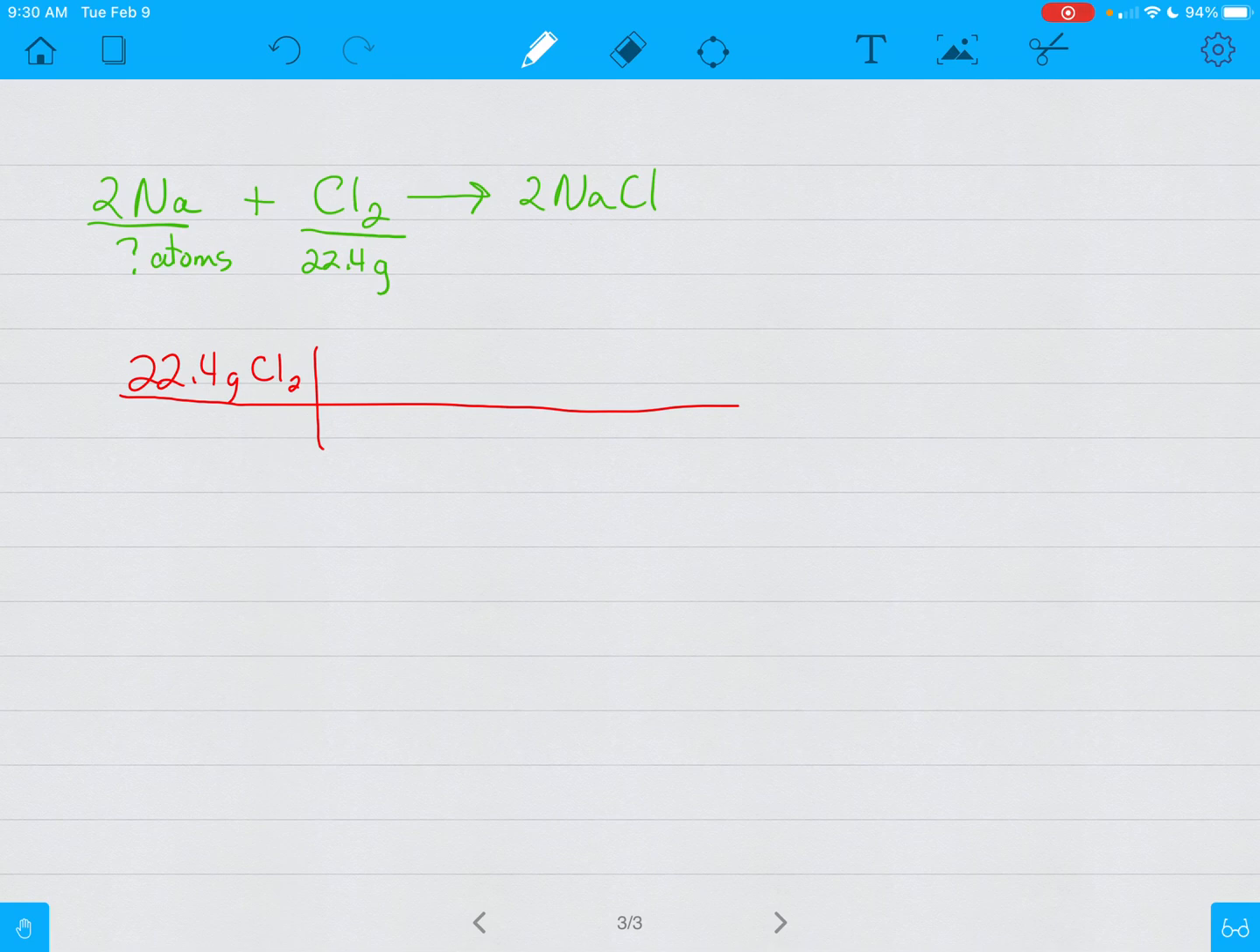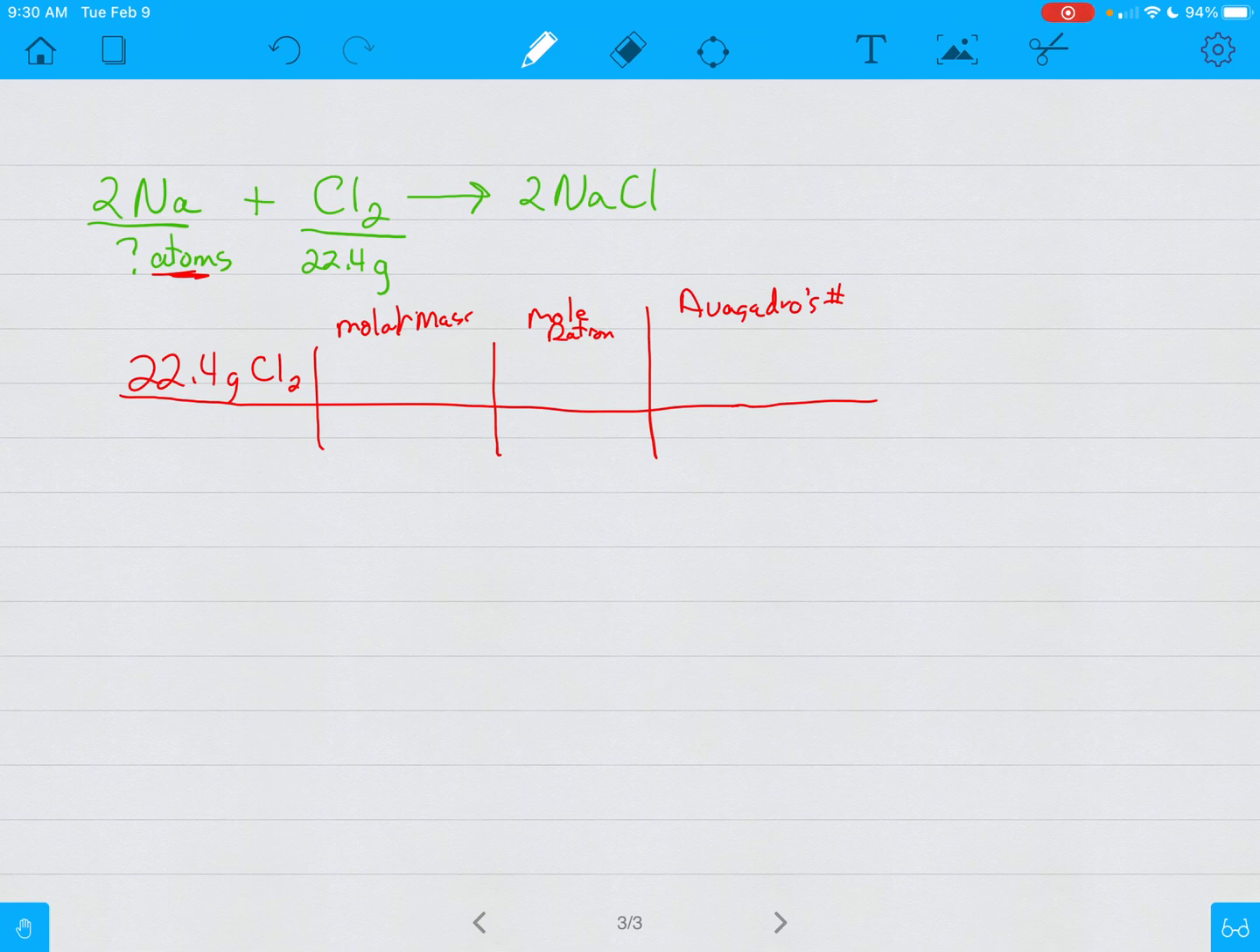Well, let's see. Molar mass is going to be first. Then we have to do a mole ratio. Then we have to do Avogadro's number, right? Because I want to know question mark atoms. And whenever you see the word atoms or molecules, you know you're going to deal with Avogadro's number.